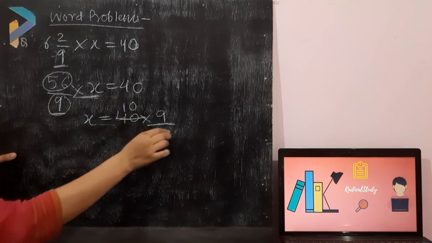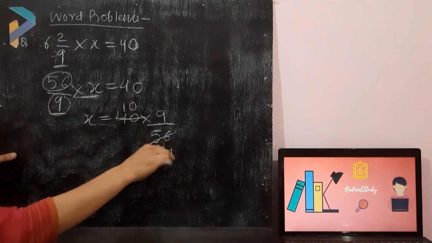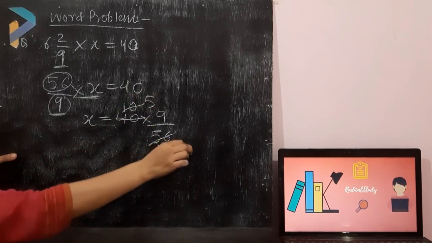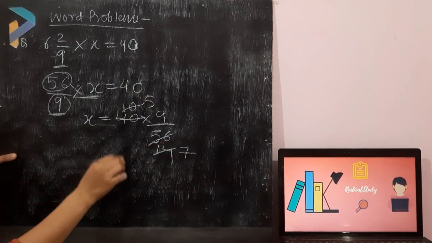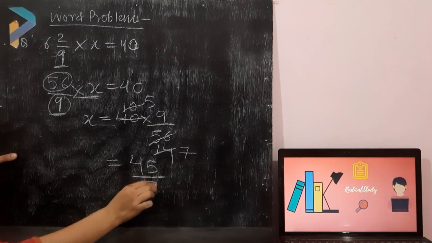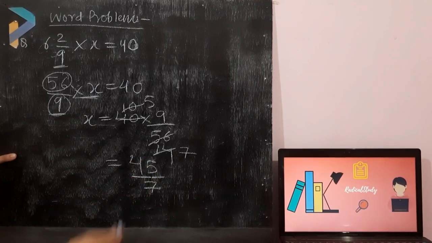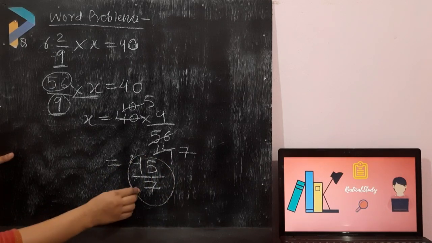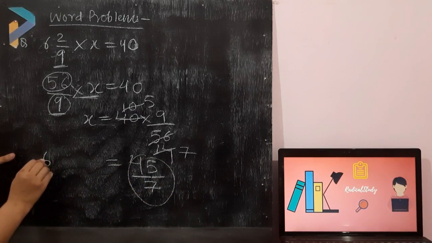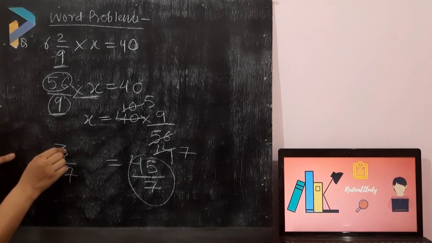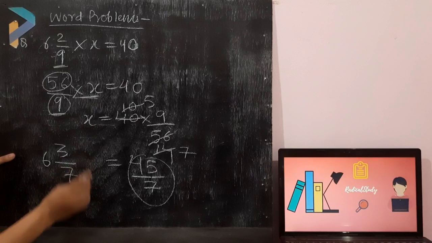4 tens are 40, 4 ones are 4, 4 fours are 16. 2 fives are 10, 2 sevens are 14. So what is the answer? 5 nines are 45. 45 upon 7. So we have to write this number in mixed fraction. So it will be written like this. 6 3 upon 7. 7 6s are 42. 42 plus 3 is 45. So this is the answer.